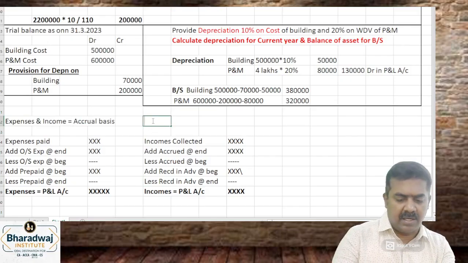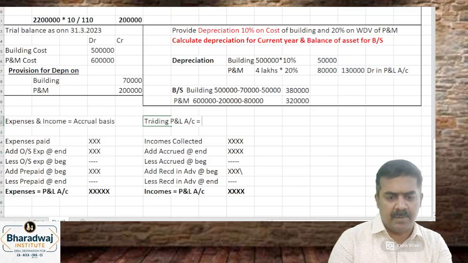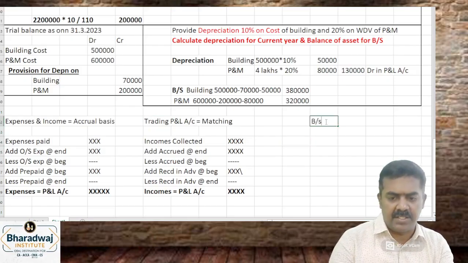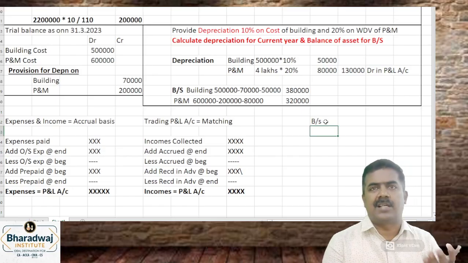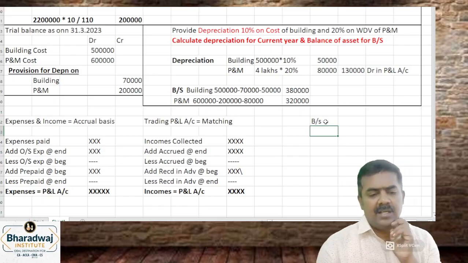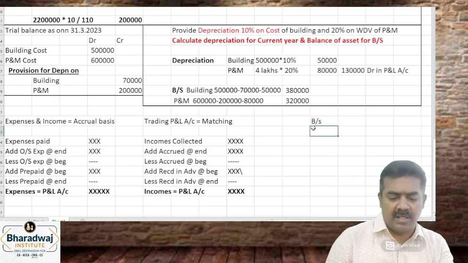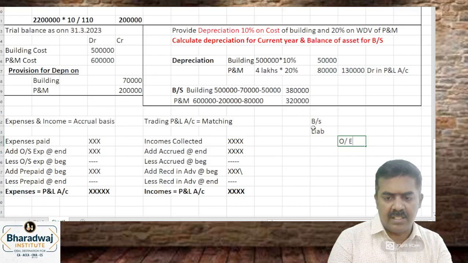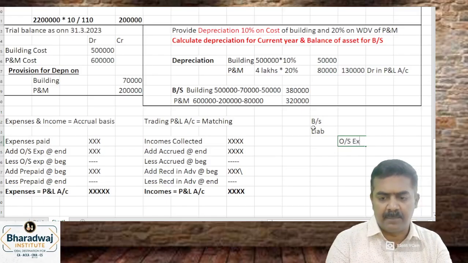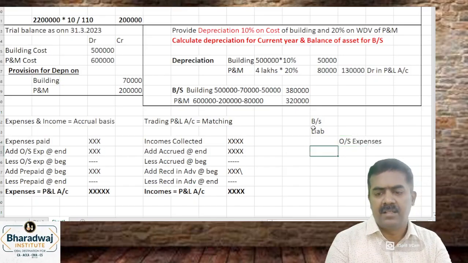Accrual basis. And trading P&L account is prepared based on the principle of which one? Matching. Matching the incomes and expenses. In the balance sheet, of course, we are going to record assets and which one? Liabilities. What is a liability? In the expenses, what will be a liability? Outstanding expenses will be a liability. Why? Anything payable is a liability.